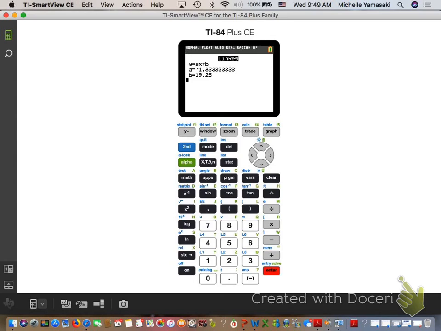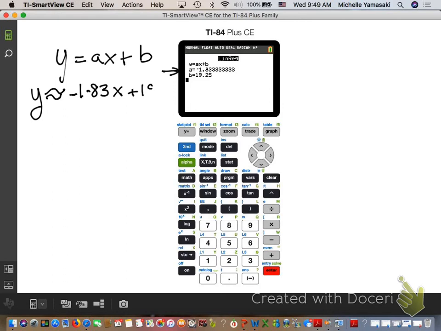And now look what they're giving us. They're giving us the equation in terms of y equals ax plus b, where the a is like our m, right? So y is about equal to negative 1 and 83/100 x plus 19.25. Now, what was my original equation? Y is about equal to negative 1 and 83/100 x plus 18 and 66. Mine was pretty close.